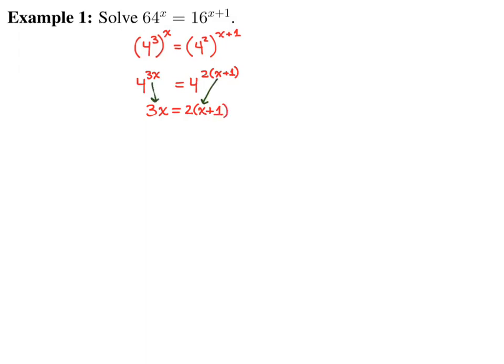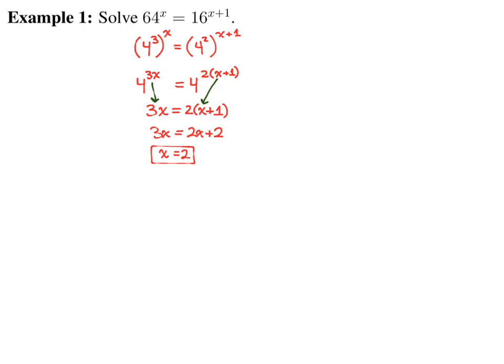And then we're just solving a little dinky equation at this point. So 3x equals 2x plus 2. If you subtract the 2 x's, you get x equals 2. And you're feeling hunky-dory and good for yourself. And you should. That's our first example.